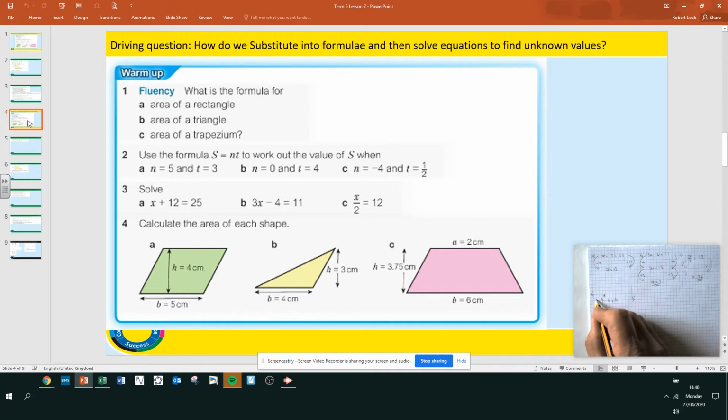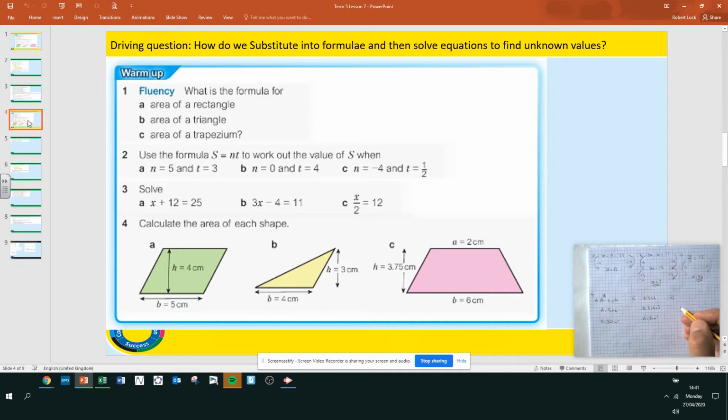B. Triangle. Area equals half base times height. So area equals 1/2. Base is 4. Height is 3. 3 times 4 is 12. Half of 12 is 6. 6 centimeters squared.